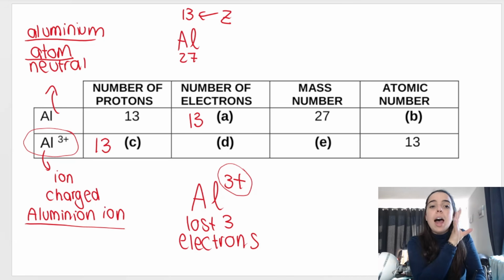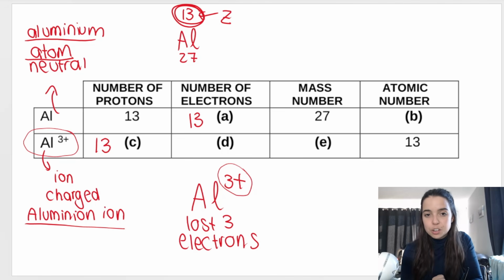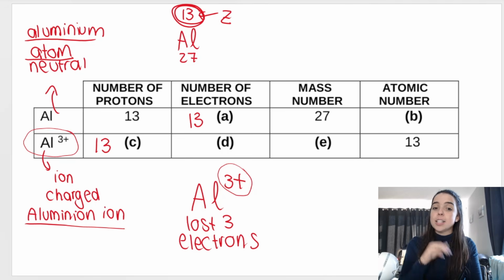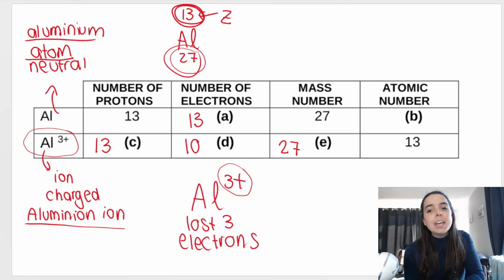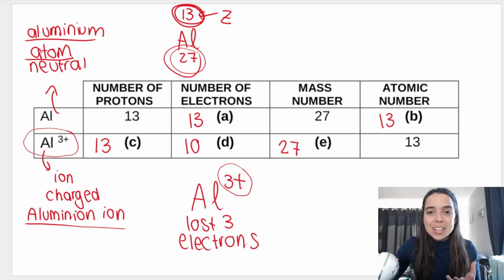So the aluminium atom hasn't lost any electrons, it's got 13 electrons. However, the ion has lost 3 electrons. So it hasn't got 13 anymore, it's got 10. Then they say mass number. Now the mass number is the big number, it's 27. And for the ion, it's still 27. And the atomic number is the small number, it's 13, and 13.